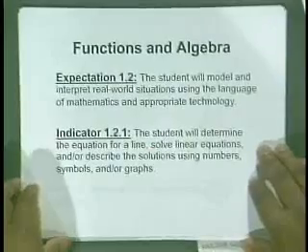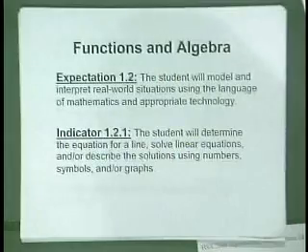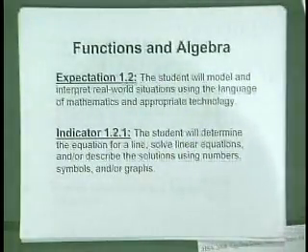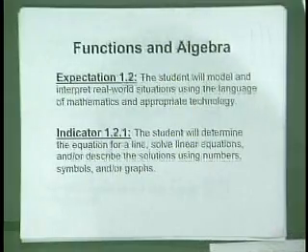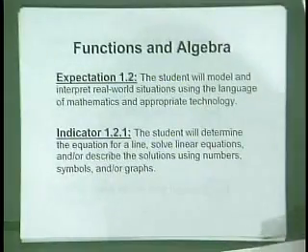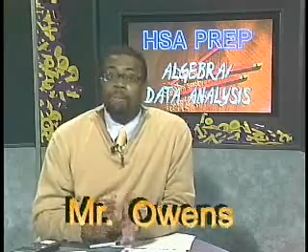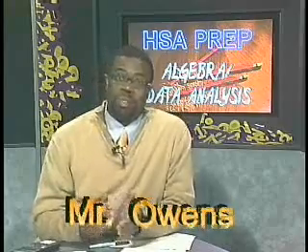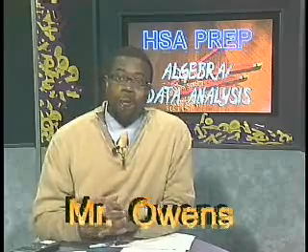Our next indicator is indicator 121, which deals with determining the equation of a line, solving a linear equation, or describing the solutions using numbers, symbols, or graphs. Now, this is something that you've probably seen maybe in chapter 2 in your Algebra 1 course, or unit 2, where you deal with solving equations. And you also may see it in your unit when you talk about things dealing with linear functions, okay? Talking about slope, y-intercept, things of that nature. So let's take a look at our first problem.